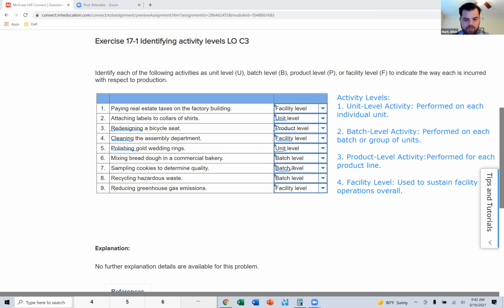Batch level, although perhaps this one would be more enjoyable as a unit level activity, right? You say, hey, I'm going to need to test all the cookies, right? That's a unit level thing, right? But oh my gosh, it'd be inefficient, right? Can you imagine Chips Ahoy testing every single one of their cookies? I mean, goodness gracious, not only now do they all have bites taken out of them, but the amount of time that would take, oh my gosh, it would not be possible.